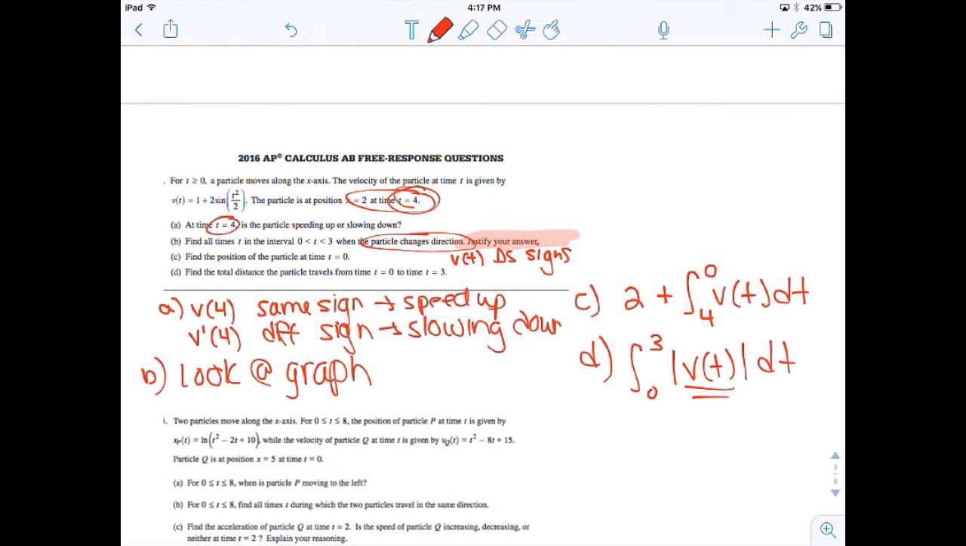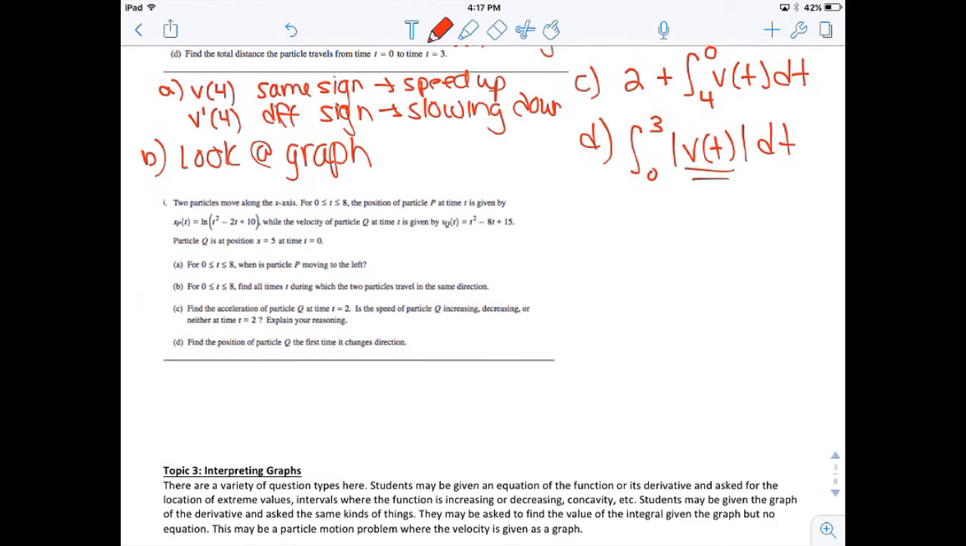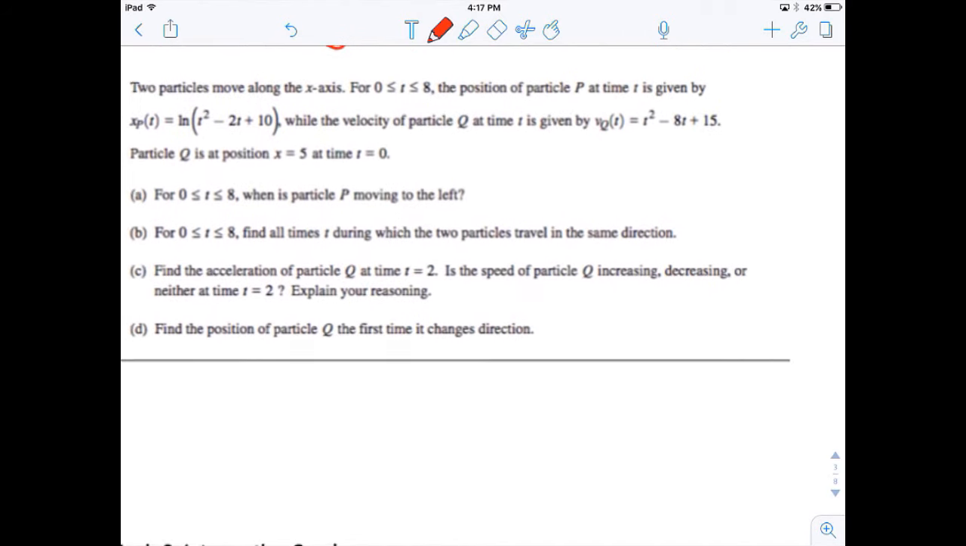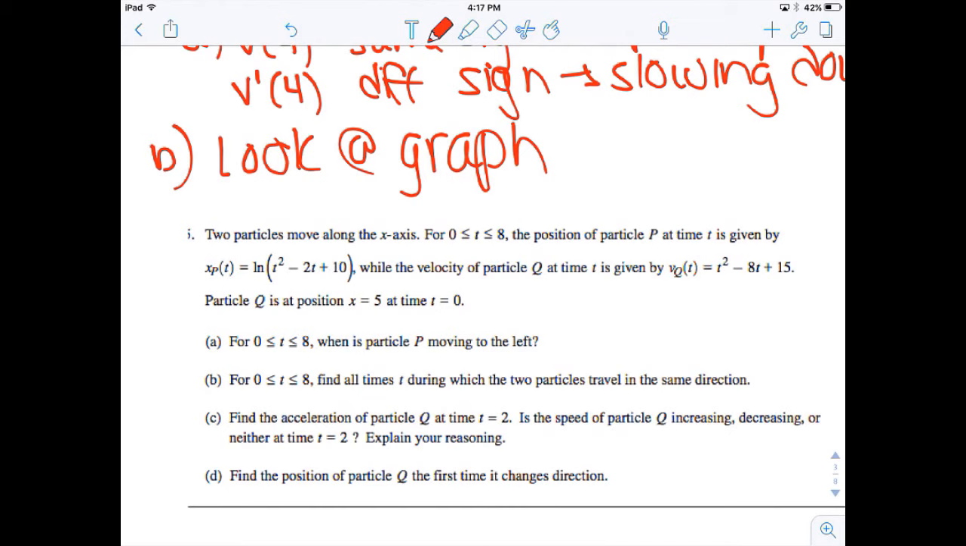So let's look at the next one. Two particles moving along. Position of particle P at time t is given by that. The position of particle Q is given by that. Particle Q is at position 5 when t equals 0. So I see for particle Q, I have an initial. So when is particle P moving left? So this is going to happen when the velocity of P is negative, which would mean x prime of P is negative. That's what I'm looking for.